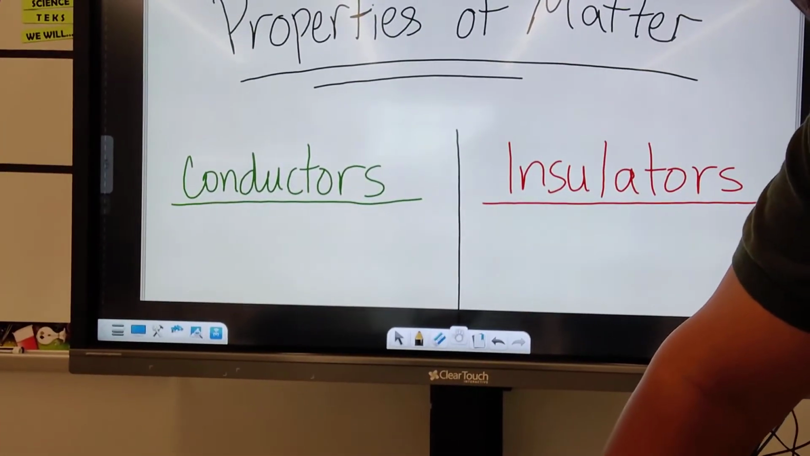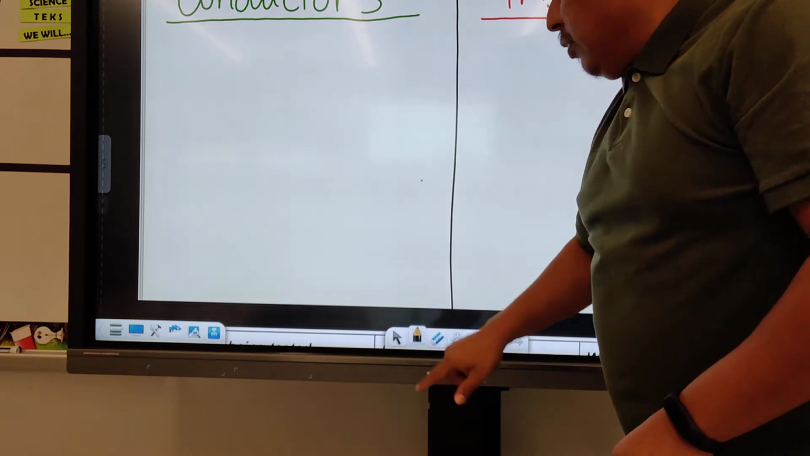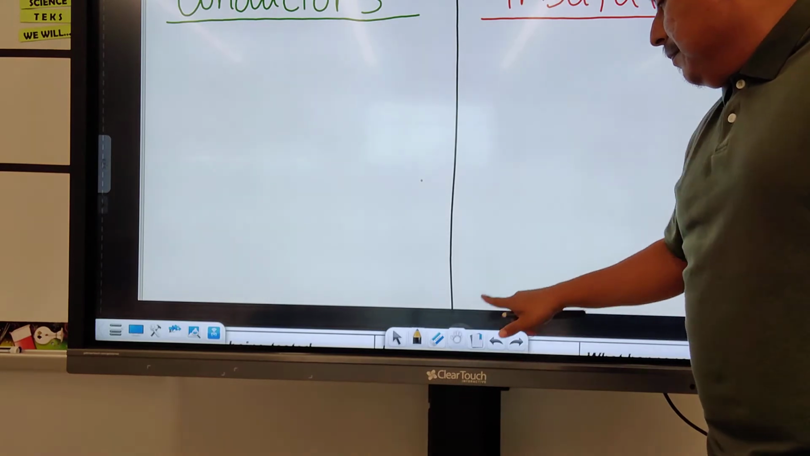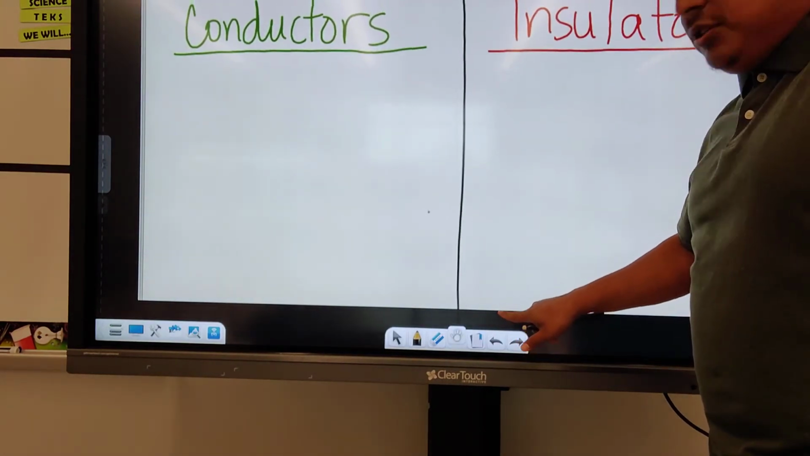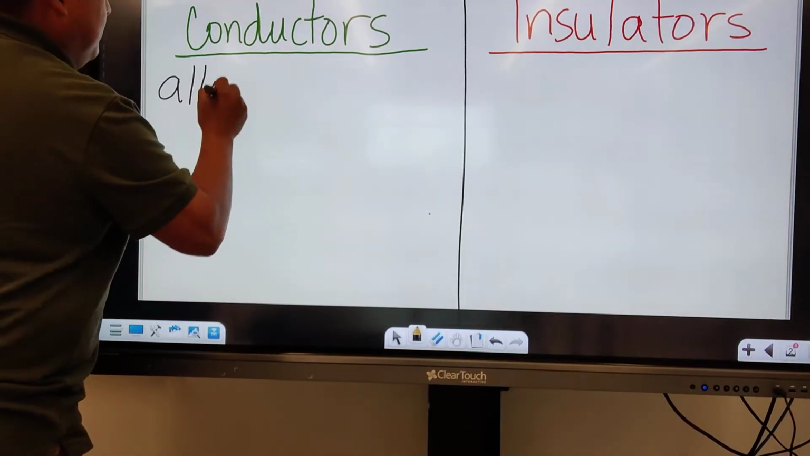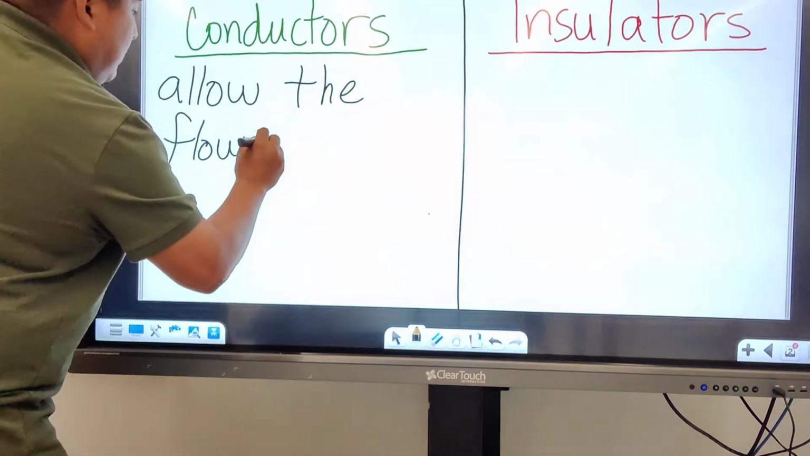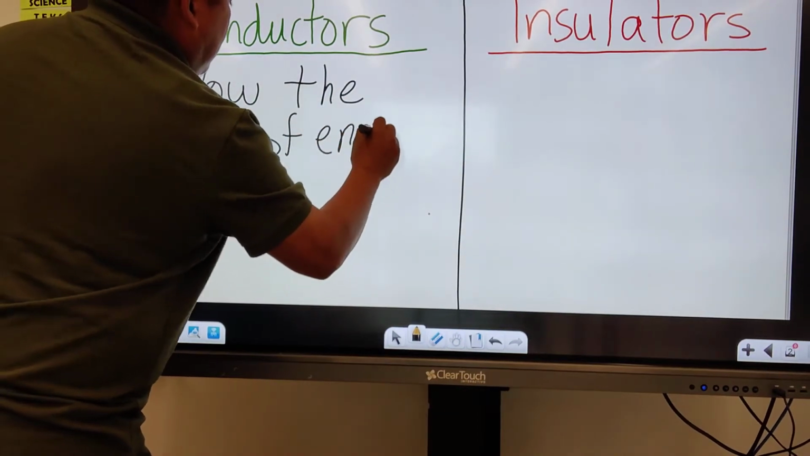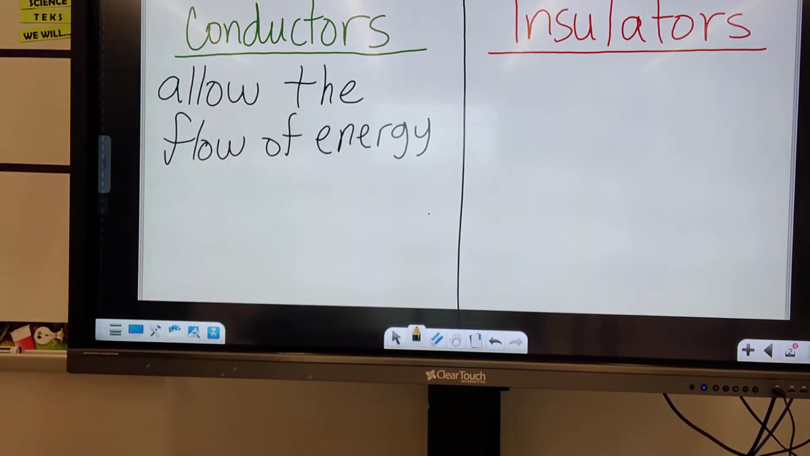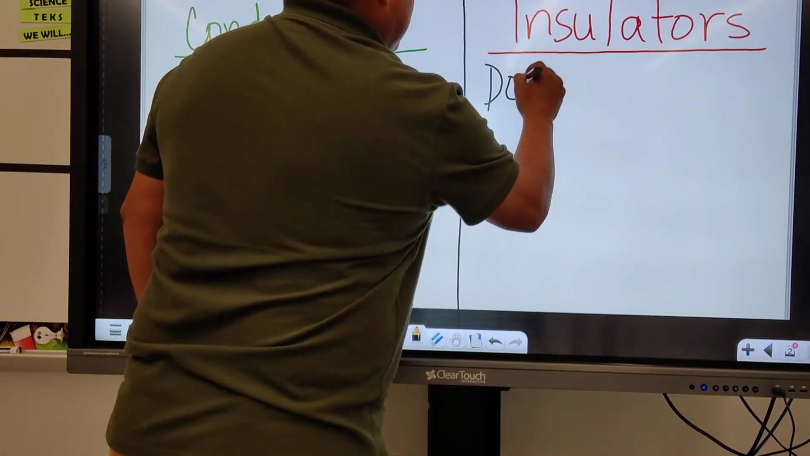I have my conductor and an insulator side. I'm going to write a quick definition. Well, what do you guys think a good definition for a conductor would be? Conductors do what? Right? Conductors allow electricity, okay? They allow the flow of energy. Insulators is the opposite. So we can say it does not.